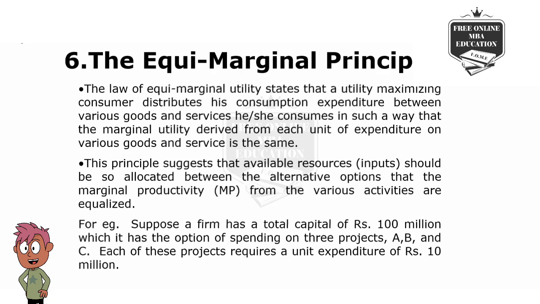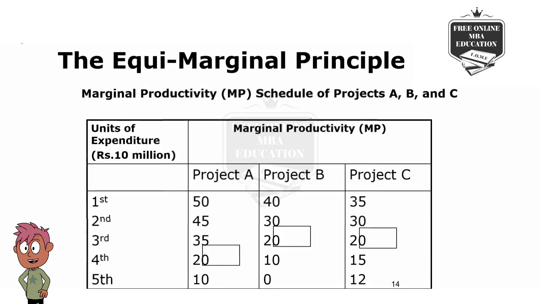Suppose a firm has a total capital of 100 million. So 100 million is the amount which the firm wants to spend on three projects, project A, project B, and project C. Now, each of these projects requires some unit of expenditure, say 10 million each. If I want to invest in project A, it will take 10 million, in project B, 10 million again, and in project C, 10 million again. Now, I have to take a decision of how do I determine the marginal productivity.